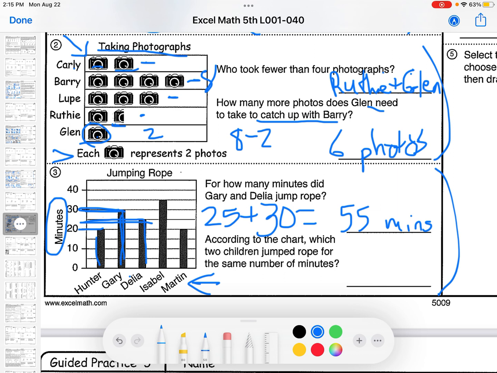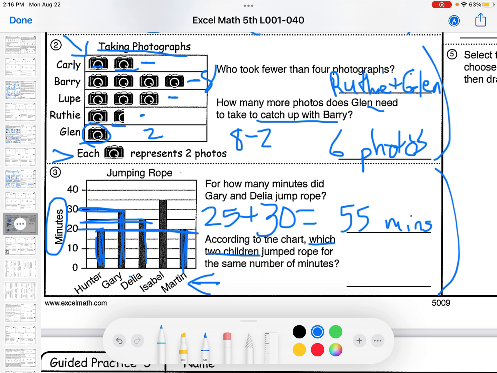According to the chart, which 2 children jumped rope for the same number of minutes? Well, if you look right here, this bar is the same size as that bar right there. If you said 20 minutes, you didn't really read the question carefully enough, because it says, which two children?